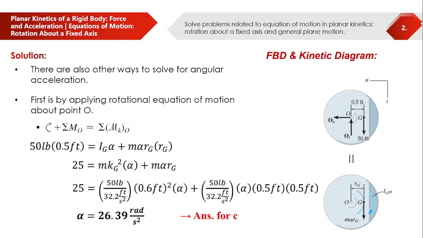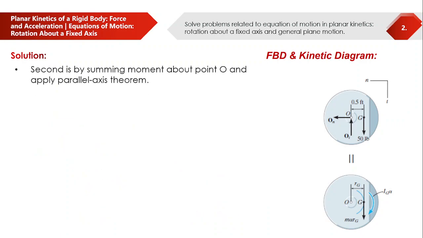Earlier, it was at point G. So we solved for the normal component of the reaction and the tangential component of the reaction, and we also solved for our angular acceleration. For this way, we consider the moment at point O, and using the rotational equation at point O, we solve for our angular acceleration. Now, second is by summing moments about point O and applying the parallel axis theorem that we derived earlier.